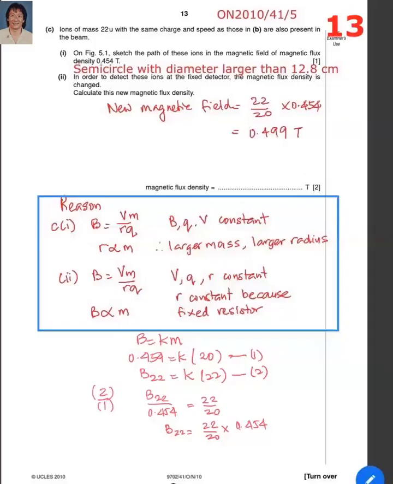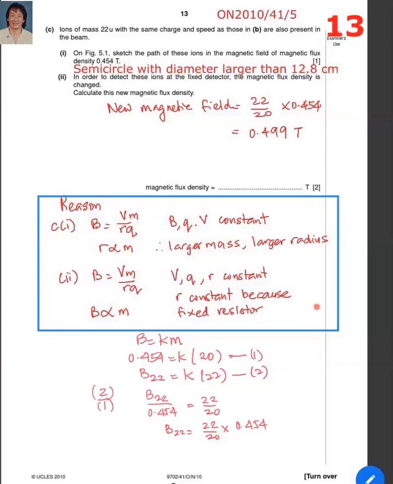In part C, ions of mass 22 u with the same charge and speed as those in part B are also present in the beam. Figure 5.1 shows the path of these ions in the magnetic field of flux density 0.454 tesla. The answer is the ions will be deflected to follow a semicircle with diameter larger than 12.8 centimeters. The reasoning will be given below.